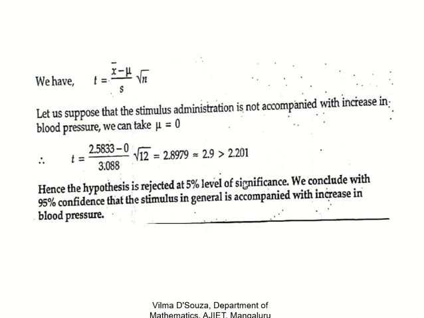So at 5% level of significance, the hypothesis is rejected. So we can conclude with 95% confidence, not with 100% confidence. With 95% confidence, we can say that the stimulus is accompanied with increase in blood pressure, because the hypothesis is rejected.